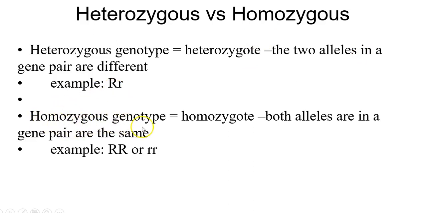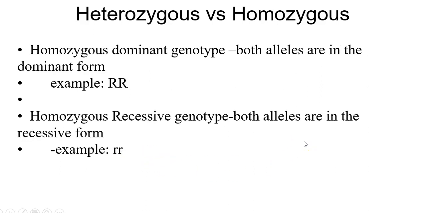Okay? In a homozygous genotype, the word homo means same. So we talk about a homozygous genotype or a homozygote. Both of the alleles are the same within that gene pair. So big R would be homozygous. Little r would be homozygous. Now obviously these two, big R is different from little r, so we need another descriptor. So we can talk about a genotype being homozygous dominant. Both of the alleles are in the dominant form, or we can talk about the genotype being homozygous recessive. Both of the alleles are in the recessive form.